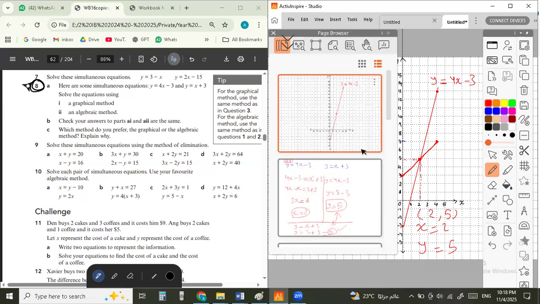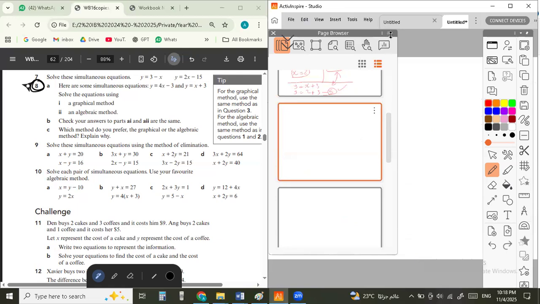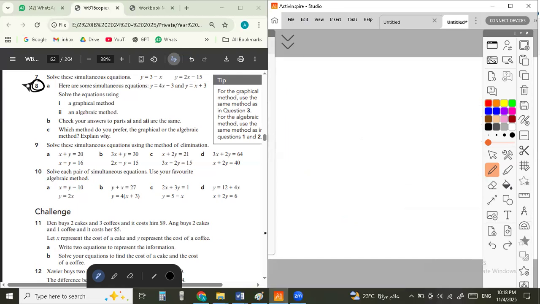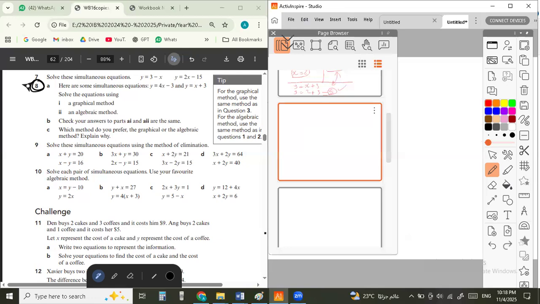Let's go to a new page. Here we go. The second question here. Graphical method, we've done it. Algebraic method, we've done it. Check that your answers to parts AI and AII are the same. Yes, they are the same. Which method do you prefer, the graphical or the algebraic method? Explain why. This is up to you. You might say that I prefer the algebraic method because graphing might take more time than the algebraic method, which is true in my case. The algebraic method takes less time, the graphical method takes more time.